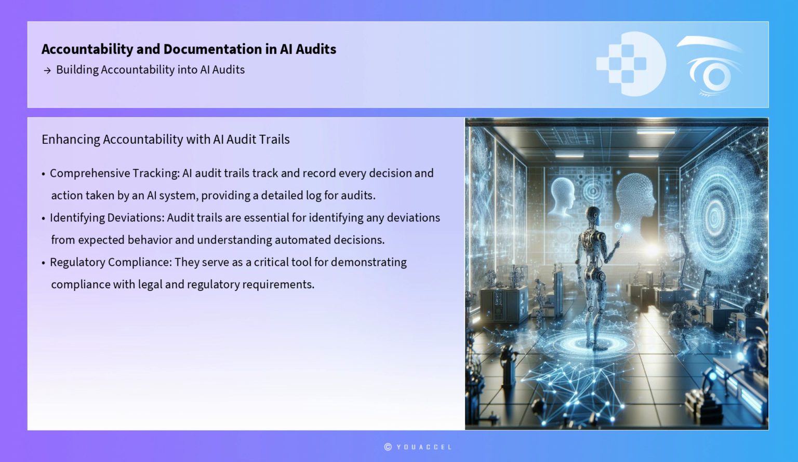To further enhance accountability, organizations can implement AI audit trails. These trails track and record every decision and action taken by an AI system, providing a detailed log that can be reviewed during audits. Audit trails are essential for identifying any deviations from expected behavior and for understanding the rationale behind automated decisions. They also serve as a critical tool for demonstrating compliance with legal and regulatory requirements. For example, in the European Union, the General Data Protection Regulation mandates that organizations provide explanations for automated decisions, making audit trails a vital component of regulatory compliance.